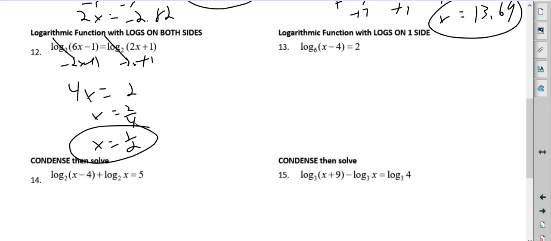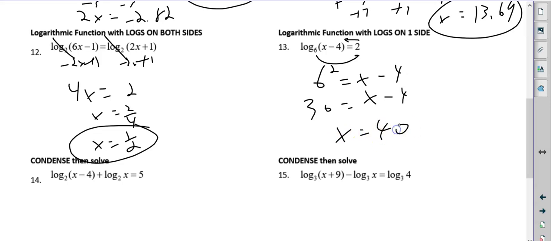13, log on one side, that's swish and flick. 6 to the 2 equals x minus 4. 36 equals x minus 4. Add 4 to both sides, x is 40.